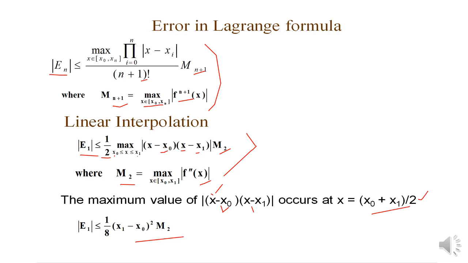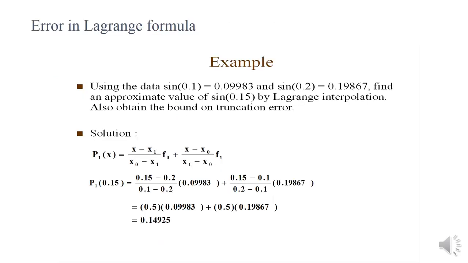So this is for linear interpolation. This is the error in the Lagrange formula. Using the data sin point 1, which is given as 0.09983, and sin point 2, which is also given as 0.19867, find an approximate value of sin 0.15 by Lagrange interpolation. So in the data we have x0 given, x1, f(x0), f(x1) and the value of x given.